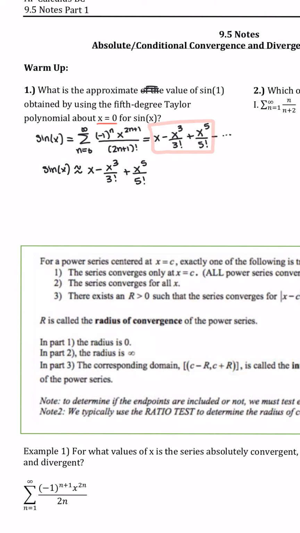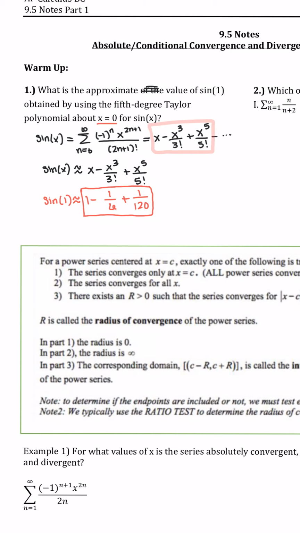Now if I want to know what the value of sine of 1 is, I can simply substitute 1 in for my x value. So I'd have 1 minus 1 over 3 factorial, which is 6, plus 1 over 5 factorial, which is 120. You're welcome to leave your answer just like this, or simplify it and leave it as a fraction. If you have a calculator and they ask you to give the approximation, let me tap it in really quick.